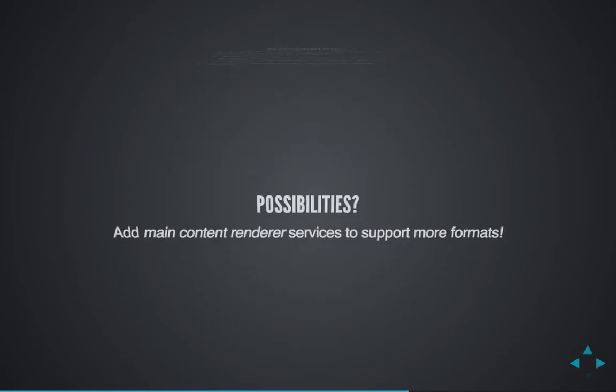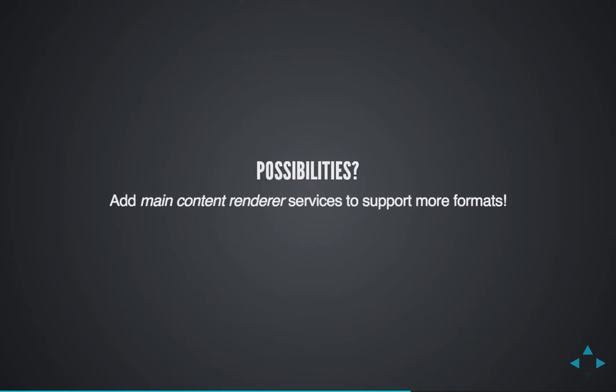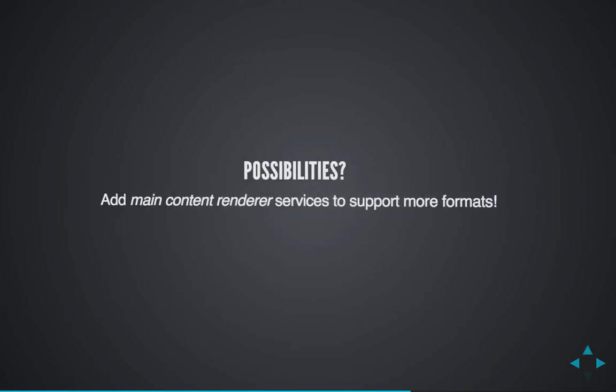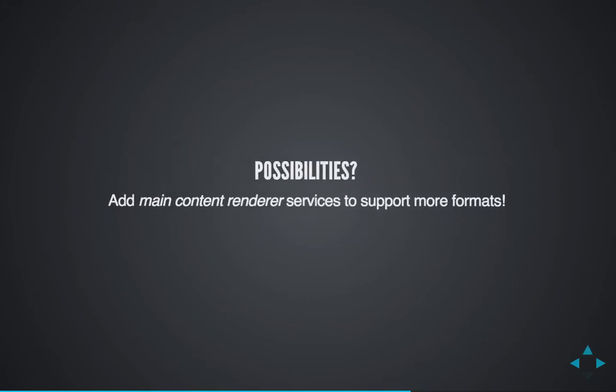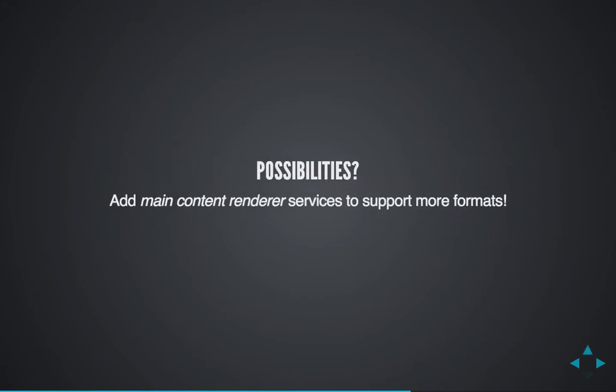And the interesting thing is you can add your own main content renderer services. For example, you could add one that renders into PDF automatically. You could add one that renders into PNG automatically, or maybe more interesting things. Lots of possibilities again. So having covered everything in the diagram, let's take a look at the big picture, at the diagram specifically.